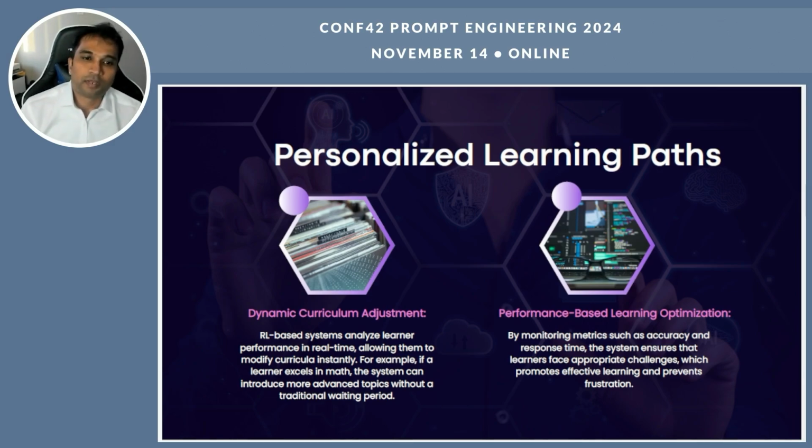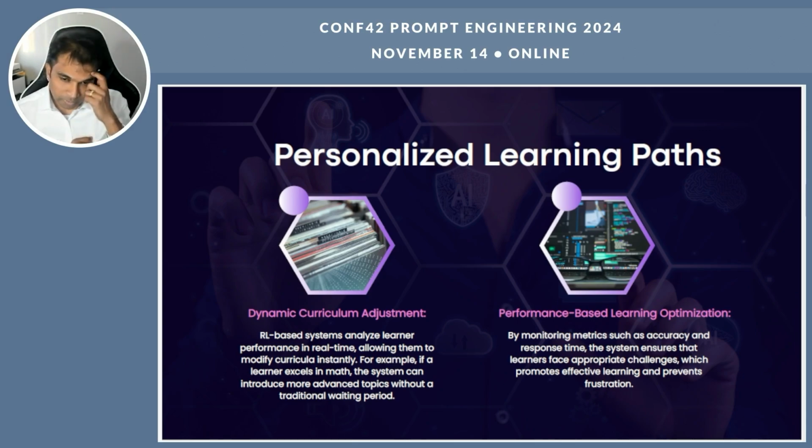Now let's cover personalized learning paths. A learning path is an essential concept which provides a direction and a definitive goal for a learner on what they are trying to achieve. A learning path enables the learner to take a certain path to reach the goal, meaning the things that the person needs to learn through the journey of learning to achieve the end goal. When it comes to personalized learning paths, I've divided it into two things: one is dynamic curriculum adjustment, and another one is performance-based learning optimization.